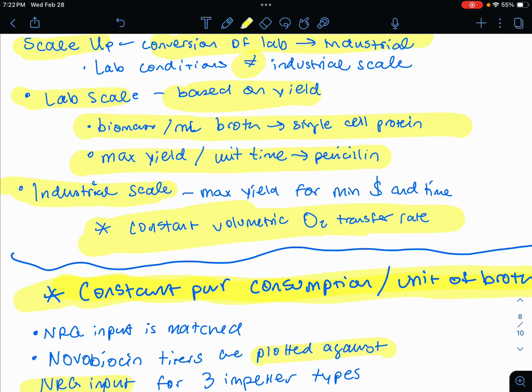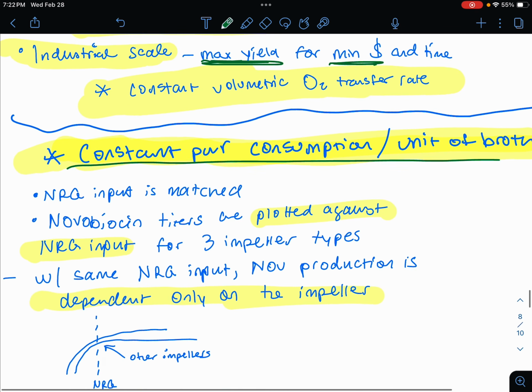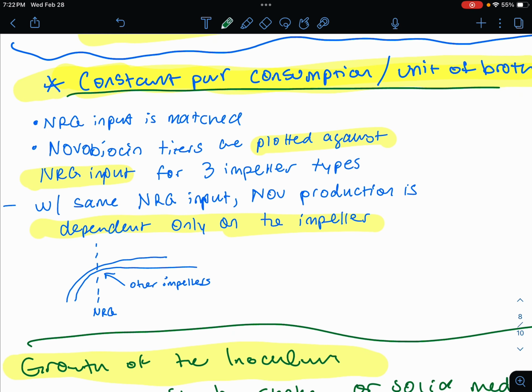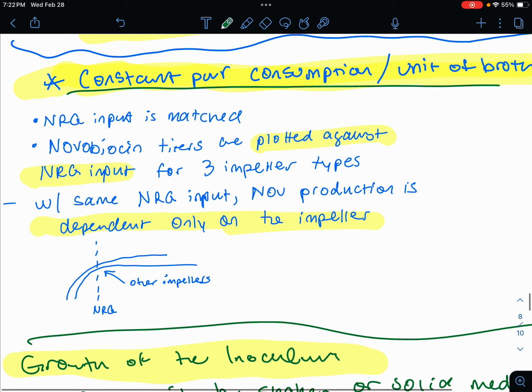Industrial scale is the maximum yield for minimal operating costs. So max yield for minimal costs and time. We have two important methods: the constant power consumption per unit of broth, and the constant volumetric oxygen transfer rate. So let's look at the constant power consumption per unit of broth. When we're scaling up, let's see what this constant power consumption per unit of broth means.